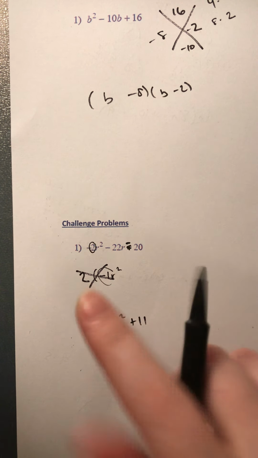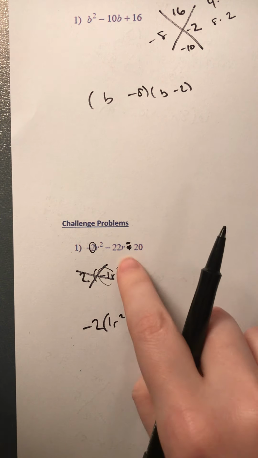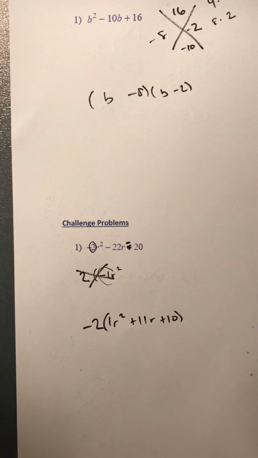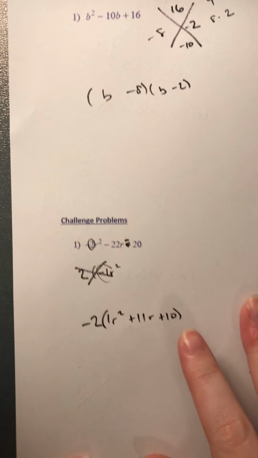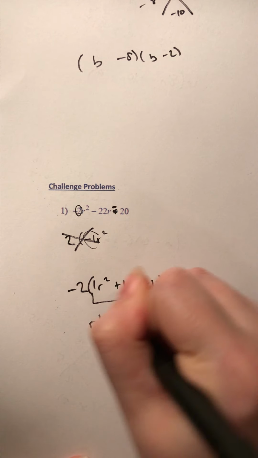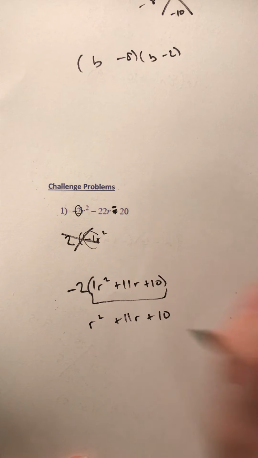We started with 1 r. We didn't take any out, so there's an r. And then negative 20 divided by negative 2 is positive 10, no r's. So then what's left over in parentheses here is actually something that we can diamond factor. So I'm going to write it: r squared plus 11r plus 10.